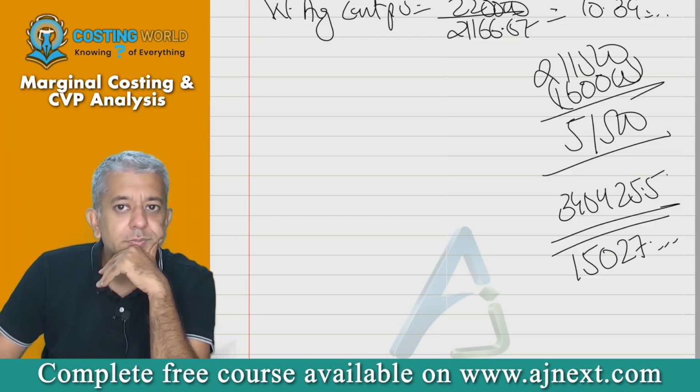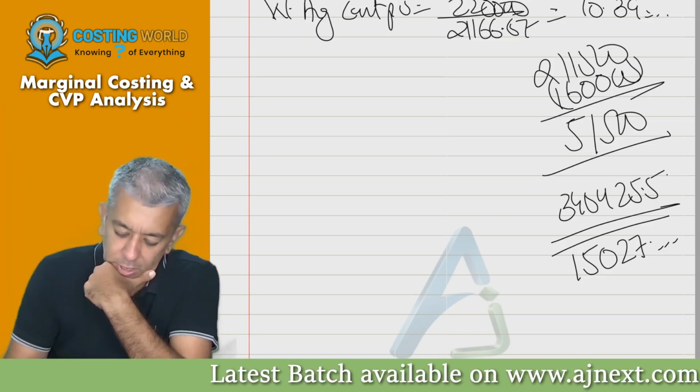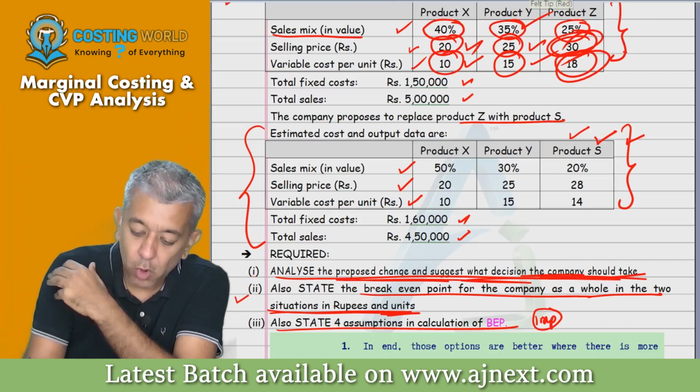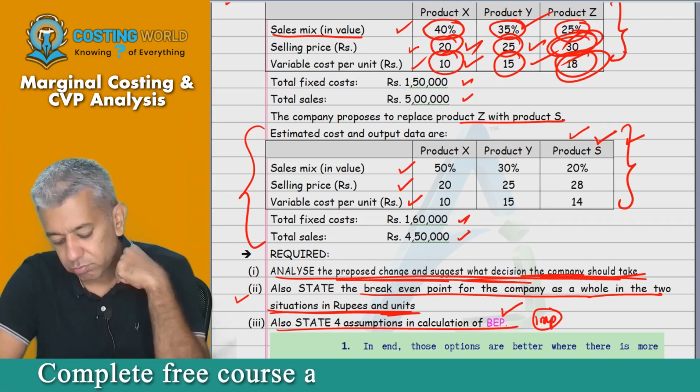Now listen. One last thing over here. Also state the 4 assumptions in calculation of break-even point.